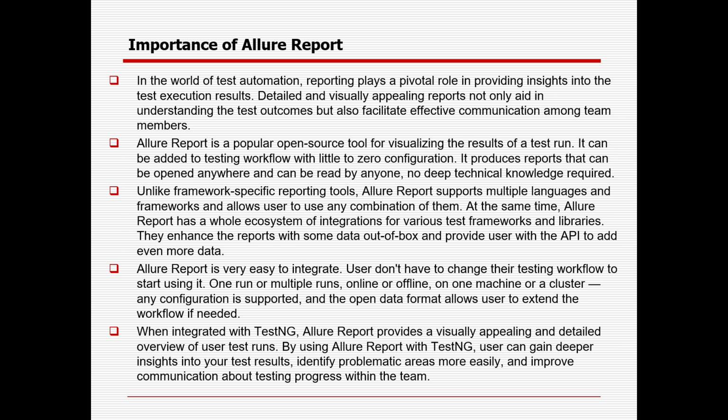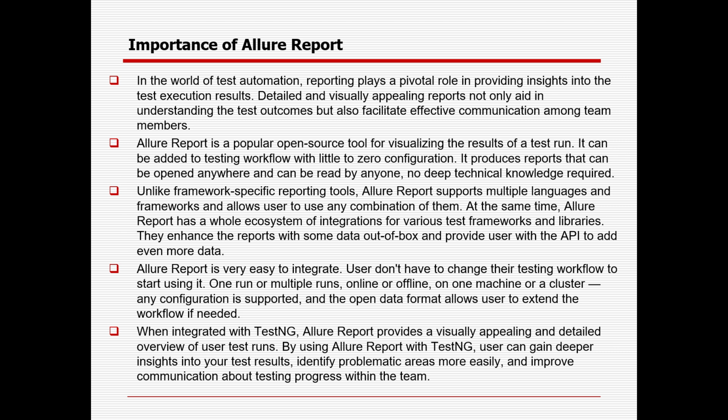In the world of test automation, reporting plays a pivotal role in providing insights into the test execution result. Detailed and visually appealing reports not only aid in understanding the test outcome but also facilitate effective communication among team members. Allure Report is a popular open source tool for visualizing the test result of a test run. It can be added to testing workflow with little to zero configuration. It produces reports that can be opened anywhere and can be read by anyone. No deep technical knowledge is required.